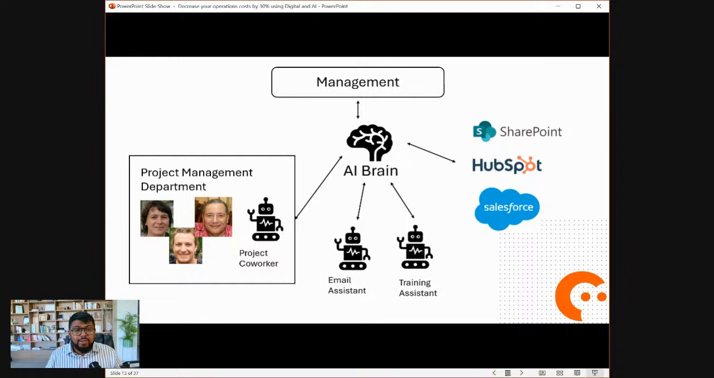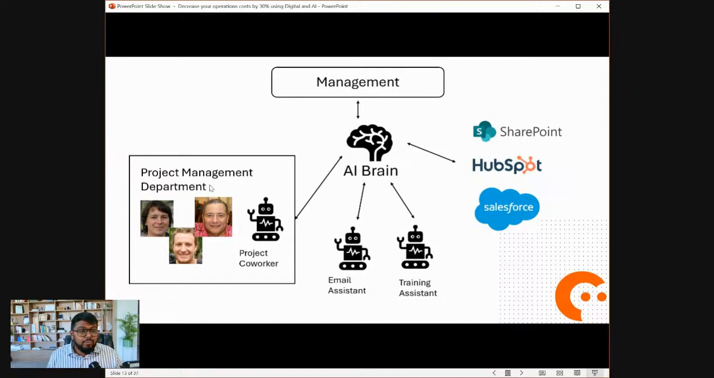And with this AI management, your CEO and board members would be able to retrieve information from this AI brain. But you would also have these co-workers, or in scientific terms, AI agents, that you would be able to use in your organization, working alongside your workers.